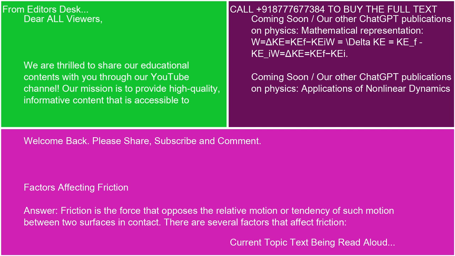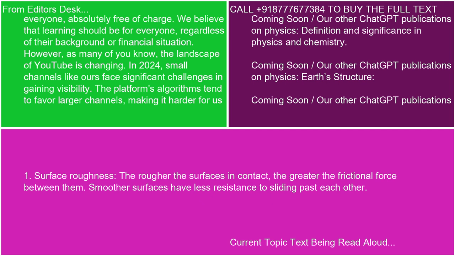Factors affecting friction. Friction is the force that opposes the relative motion or tendency of such motion between two surfaces in contact. There are several factors that affect friction. 1. Surface roughness. The rougher the surfaces in contact, the greater the frictional force between them. Smoother surfaces have less resistance to sliding past each other.